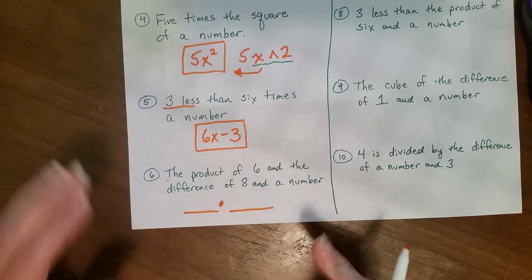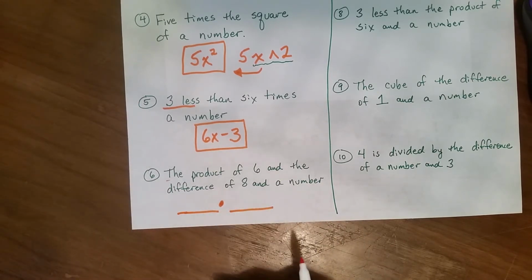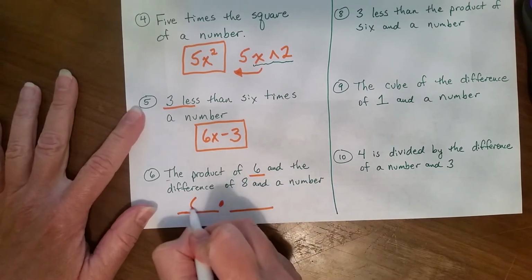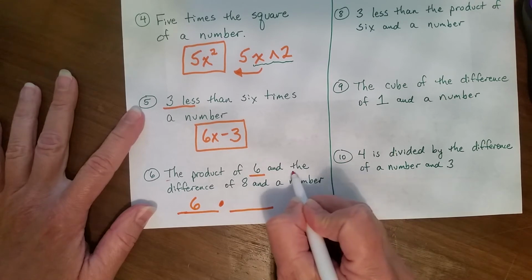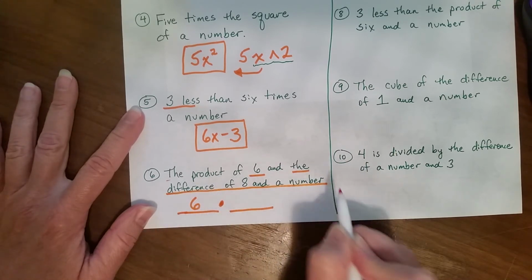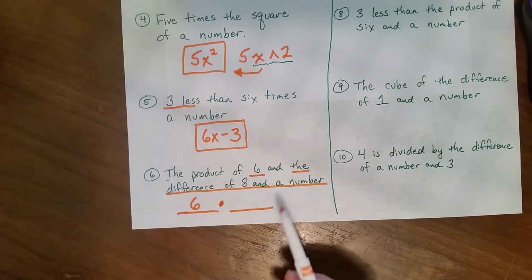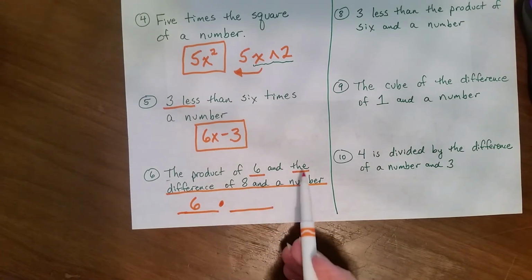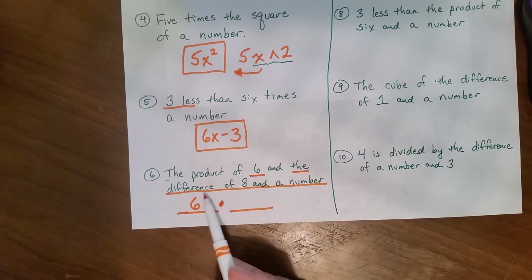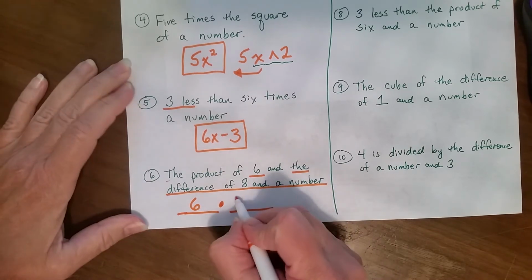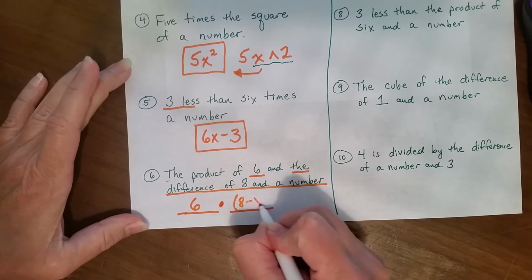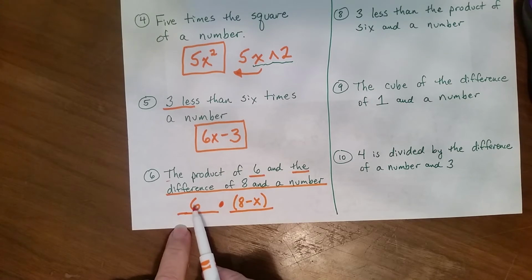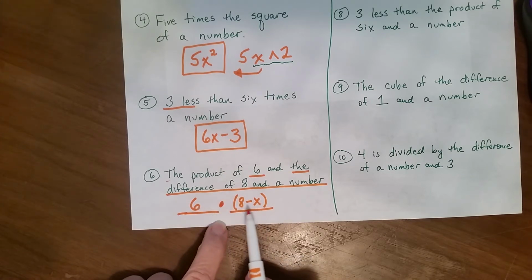I'm going to approach this one like this. You know how the dot indicates times. The product of what? The product of 6 and, okay, so here comes the second part. Like if we were looking at an English sentence joined by the word and, the first part is 6, and the second part is the difference of 8 and a number. So the difference of 8 and a number looks like that. So that would be the product of 6 and the difference of 8 and a number.